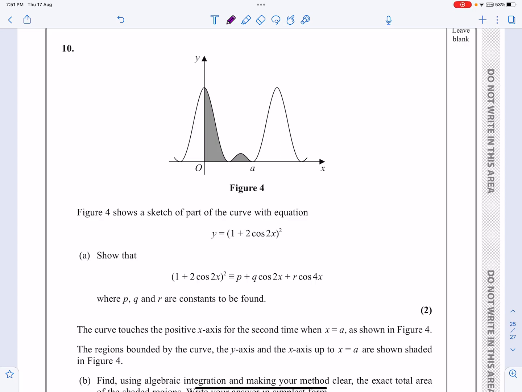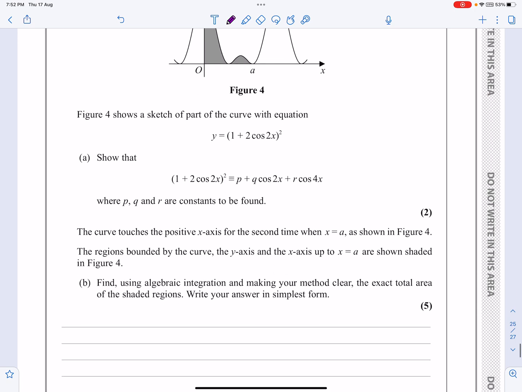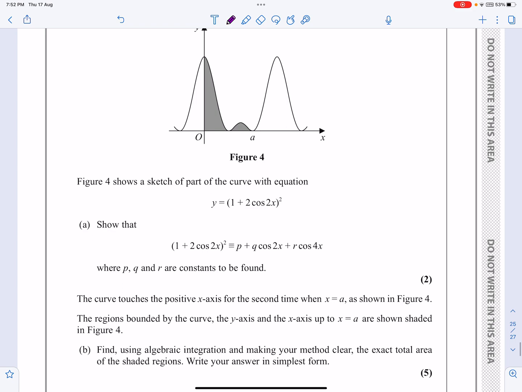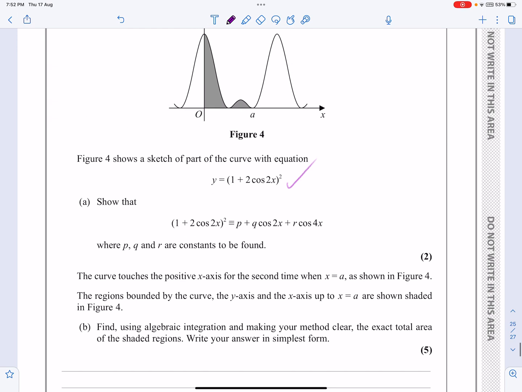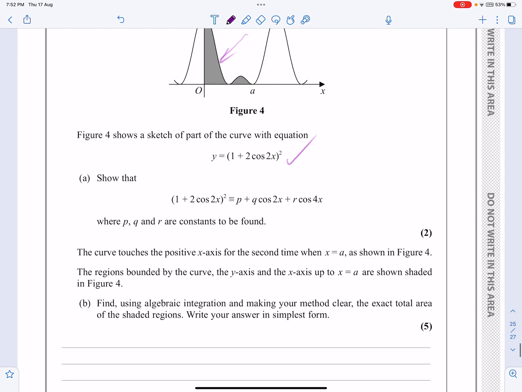Okay, this is the P3 paper from October 2021. It's question number 10, which is the last question in the paper. It's some work on trig addition formulae, the double angle formulae. We're going to be proving a trig identity here, and then we're going to be trying to work out this area here by integrating some trig formulae as well.